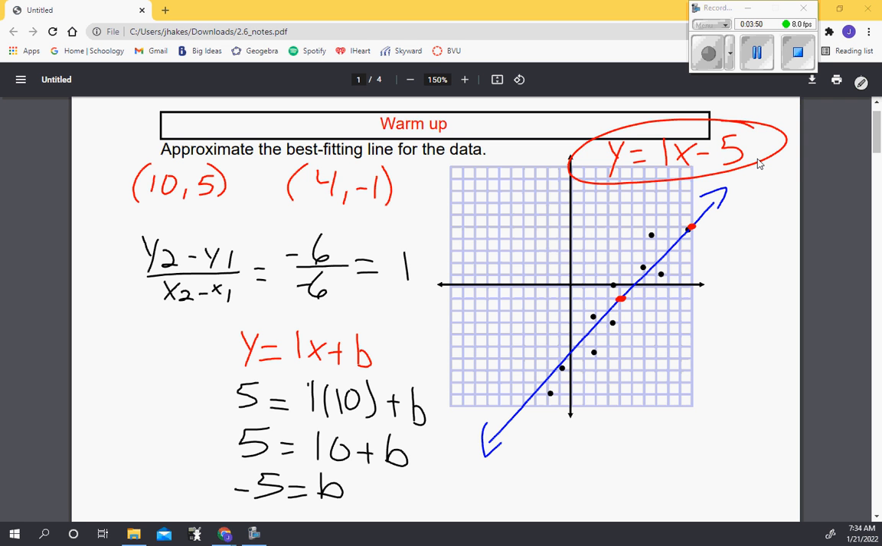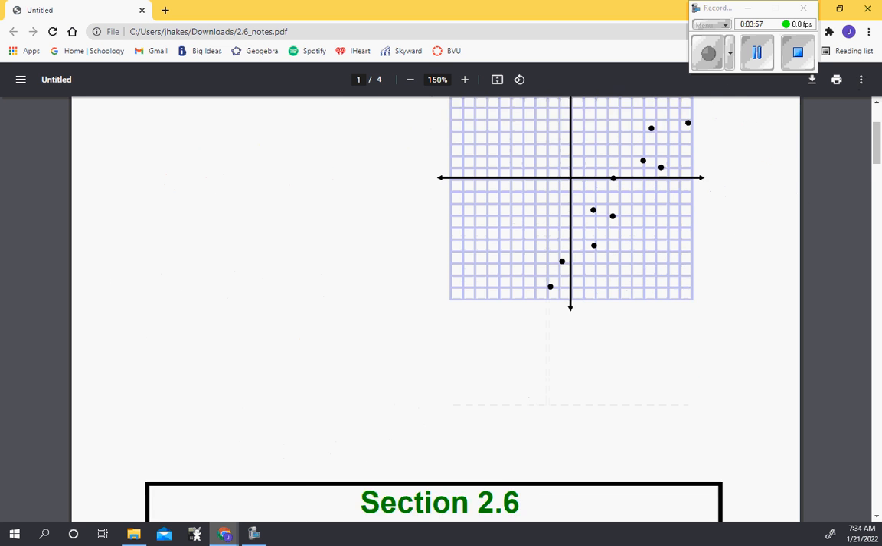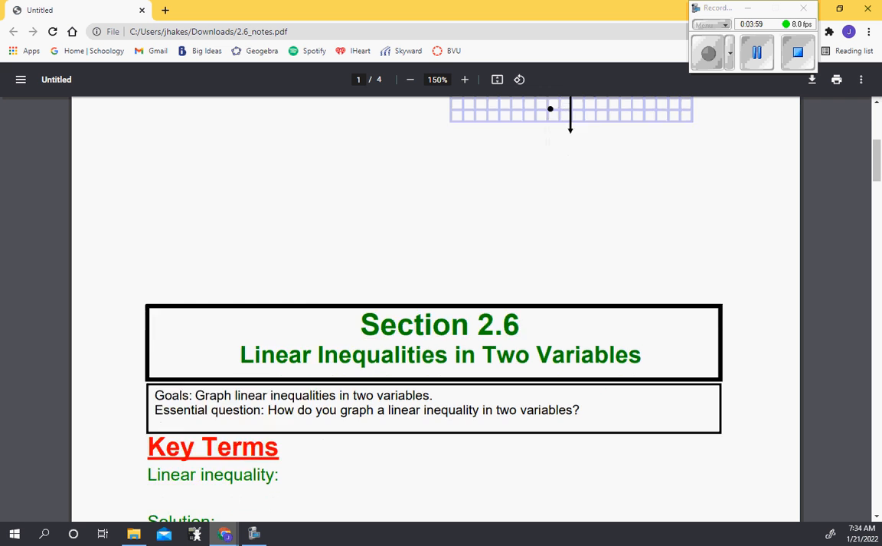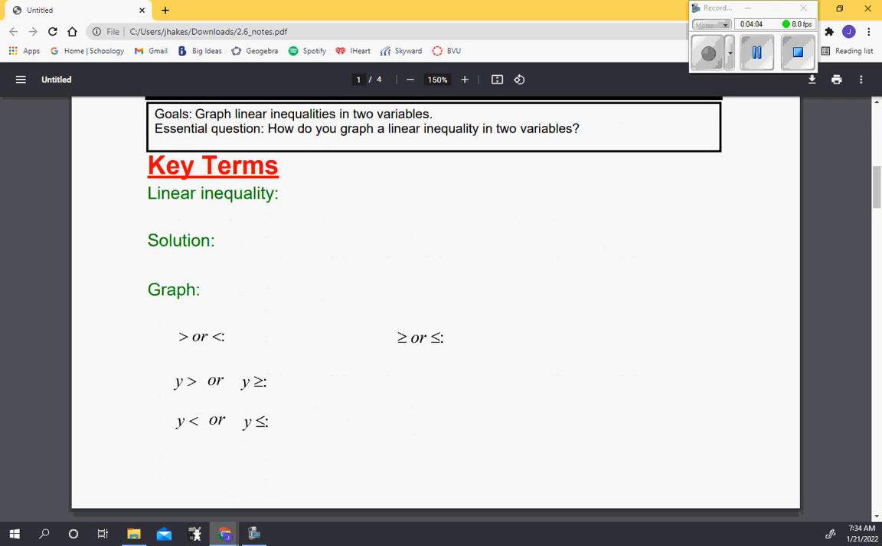Okay? That's the warm-up. Let's move on to our notes for today. This is 2.6. This is the last lesson in Chapter 2.